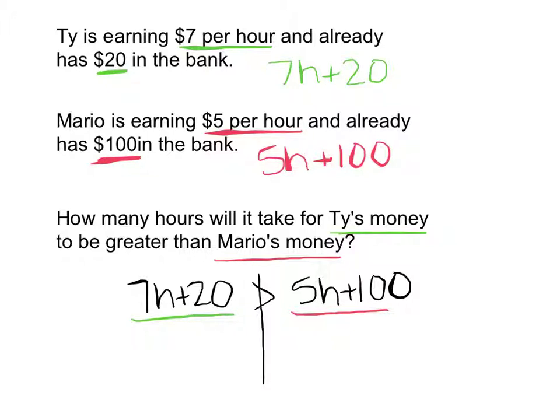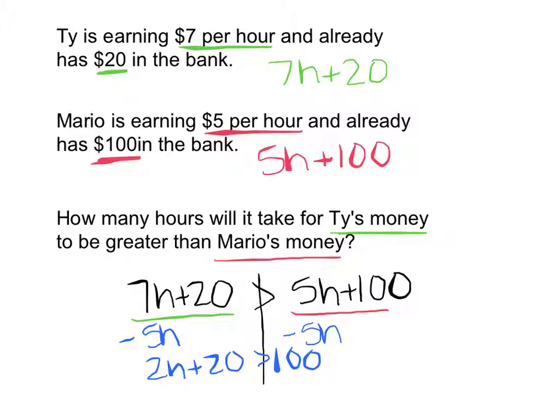I can't do my do and undo yet because I have h's all over the place. So I need to get my h's together, and I'm going to get a different color. And then I'm going to move those 5 h's. I don't want them over there anymore. I want to move those 5 h's to the other side. Got to keep it balanced, so get rid of them there. 7 h's minus 5 h's is 2 h's. Alright, so now we have 2h plus 20 is greater than 100.